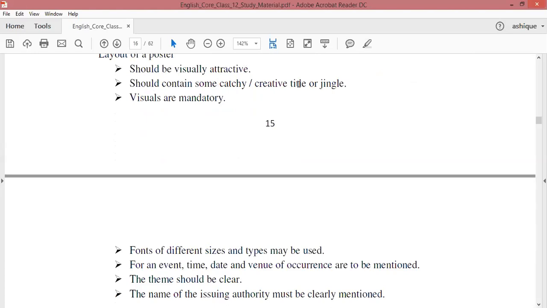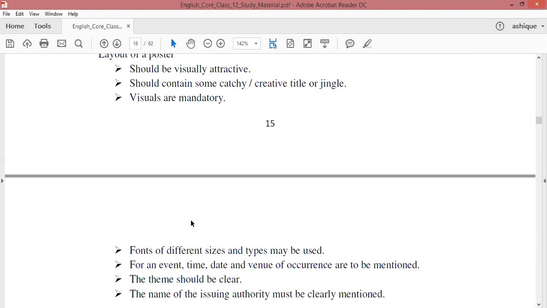How does the poster come up? The layout of a poster should be visually attractive, and should contain some catchy or creative title or jingle. So there should be a heading, and it should be very catchy. Visuals are mandatory. Visuals means pictures should be in the poster. You must draw pictures. That's mandatory.